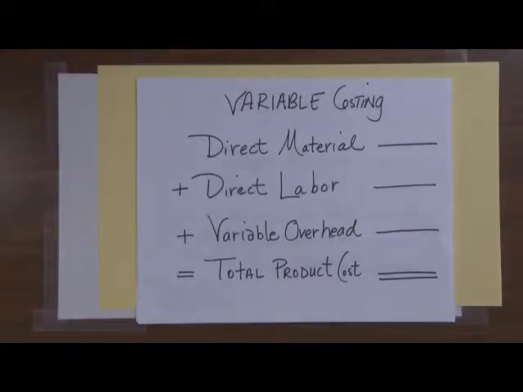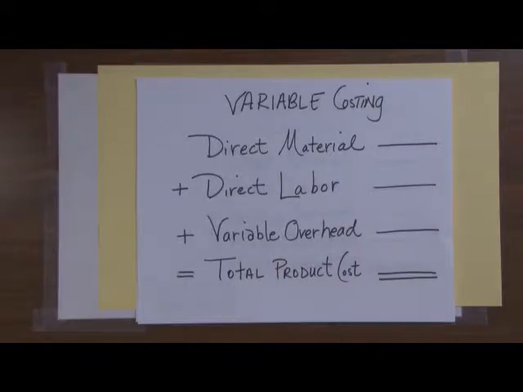Now let me introduce you to the other type of product costing system, which we call variable costing. There's really only one difference between how we cost a product under absorption and how we cost this product under variable costing. The key difference is what we do with fixed overhead. You see in front of you now a formula for computing the product cost using this new method called variable costing. It looks very similar, but what is missing is the fixed overhead component.